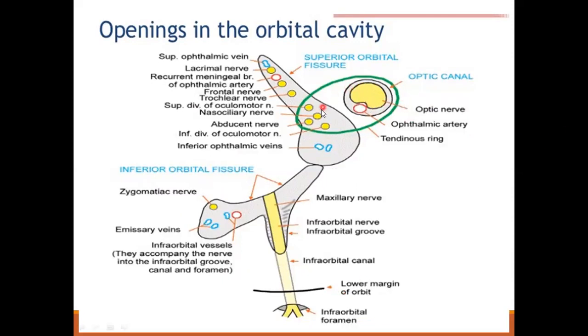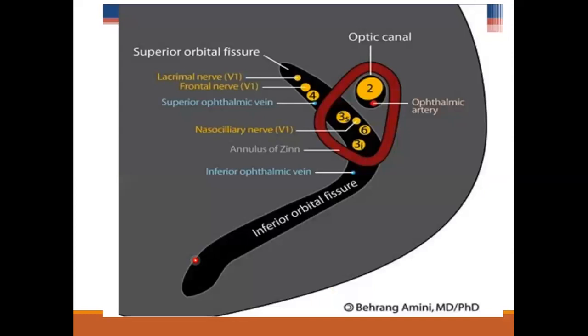Now, this is the optic canal, and the optic nerve and ophthalmic artery pass through it. Now, this is the superior orbital fissure and this is the inferior orbital fissure. These are the structures which pass through the superior orbital fissure, and these are the structures which pass through the inferior orbital fissure. Now, this is the superior orbital fissure, which is lateral to the optic canal. There is an opening, and there is the inferior orbital fissure.